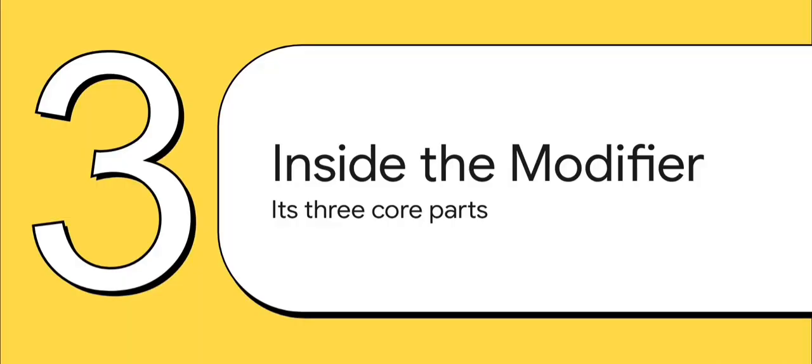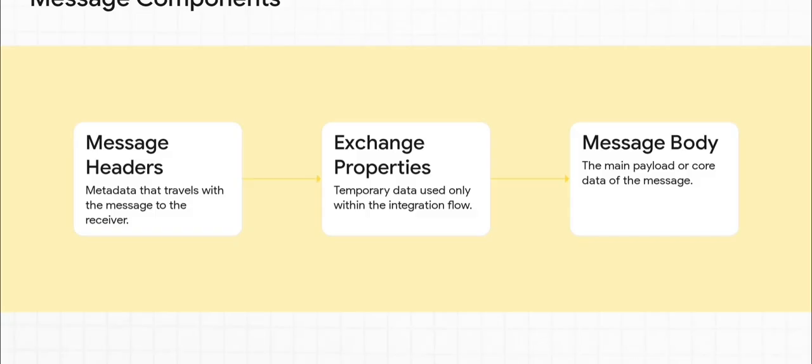All right, let's pop the hood on this thing. To really get good with the content modifier, you've got to understand its three main parts. So when you open one up, you'll see these three tabs staring back at you. Each one gives you a different power. You've got message headers, exchange properties, and the message body.